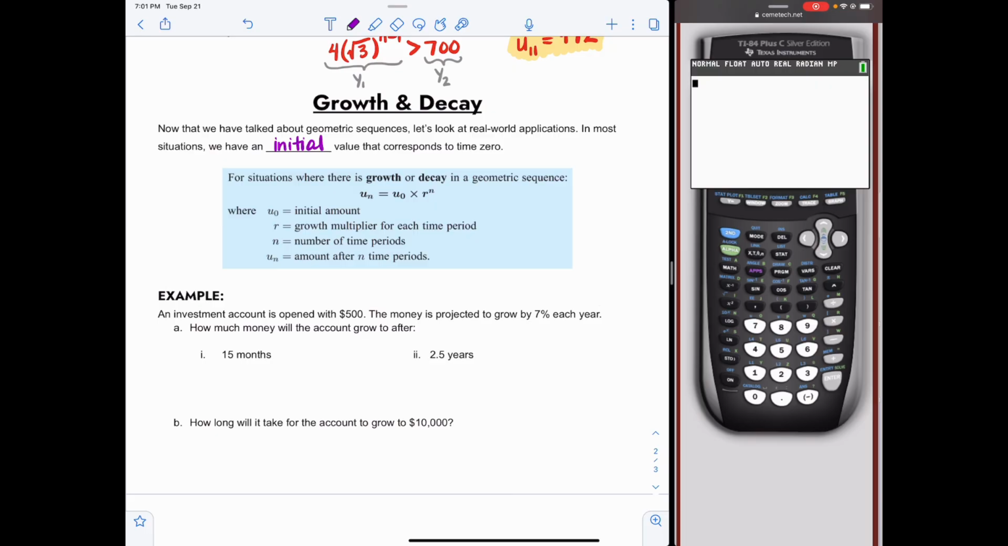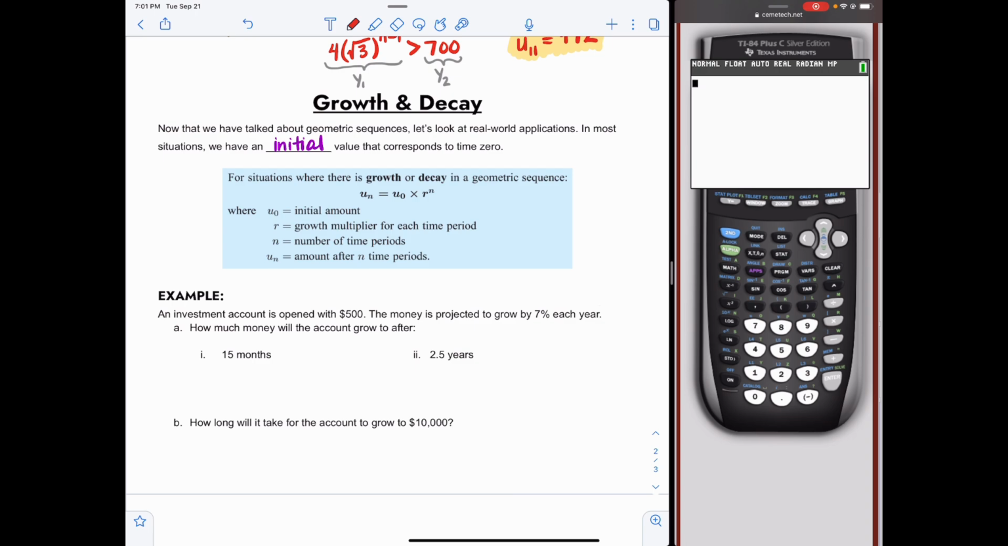So let's look at this example. It says, an investment account is opened with $500. The money is projected to grow by 7% each year. How much money will be in the account after 15 months and after 2.5 years?